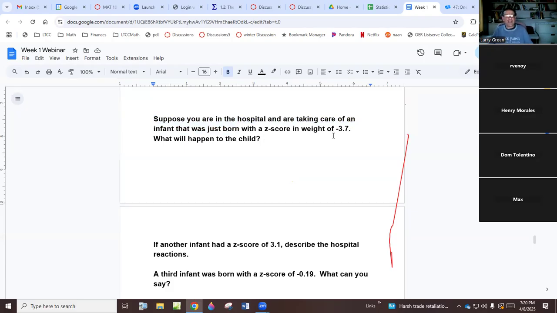What will happen to that child? What are your thoughts if the z-score in weight was negative 3.7? Okay, so some of you might, I don't really know for sure, I don't know weights of babies and what normal babies weigh. But if I'm told the z-score, I know what's going to go on. What do you think is going to happen to that baby if the z-score is negative 3.7? Any thoughts?